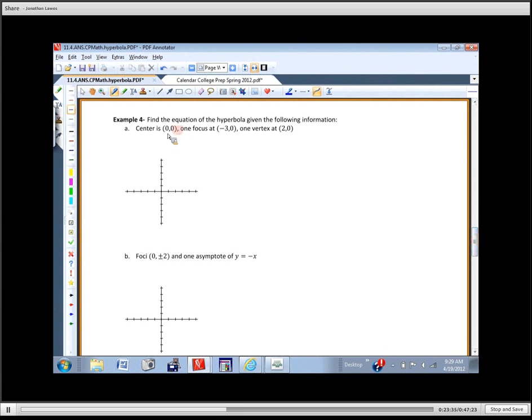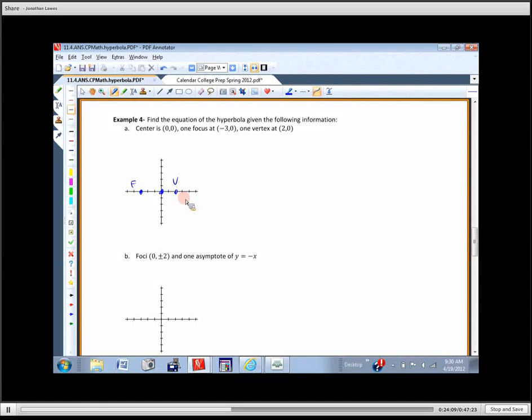So center is at 0, 0. Okay, that's good news because that means we're going to have a perfect square of x, perfect square of y, just x squared and y squared. So the center is here. It's got a focus at -3, 0. So -3, 1, 2, 3. There's a focus. And a vertex at 2, 0. There's a vertex. Now, take a good look at that. That right there is enough information to figure out most of the equation. Gosh, maybe it's all the equation.